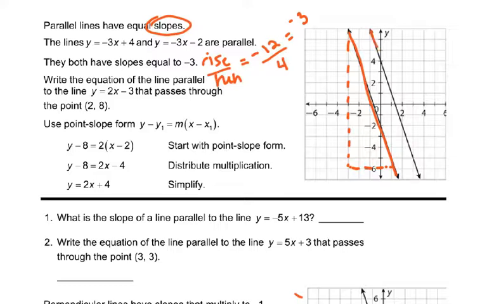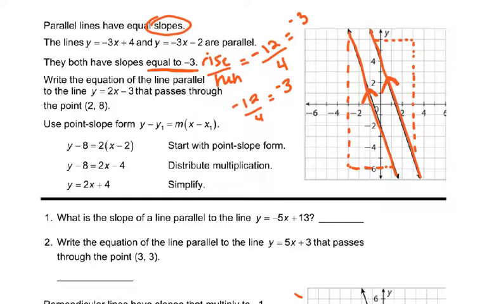Well, this one, let's see. It also is negative 12 over 4, being negative 3. So they both have slopes equal to negative 3, which means that they are going to be parallel. So these lines here are parallel. We just identified that. So to write an equation of a line that's parallel, it means that it has the same slope, so we can put that in point slope form.